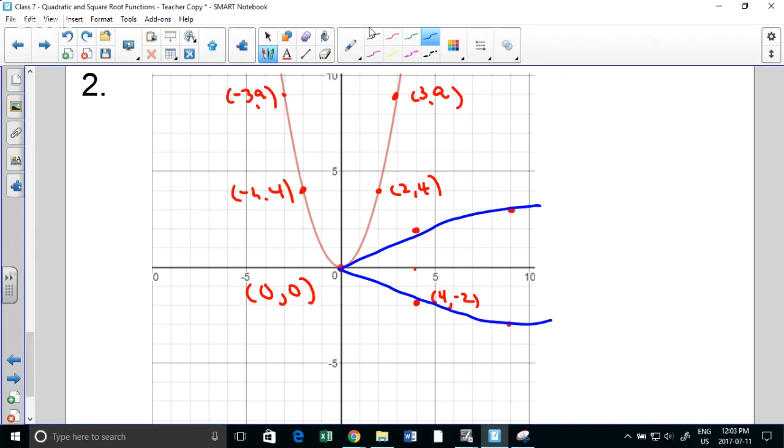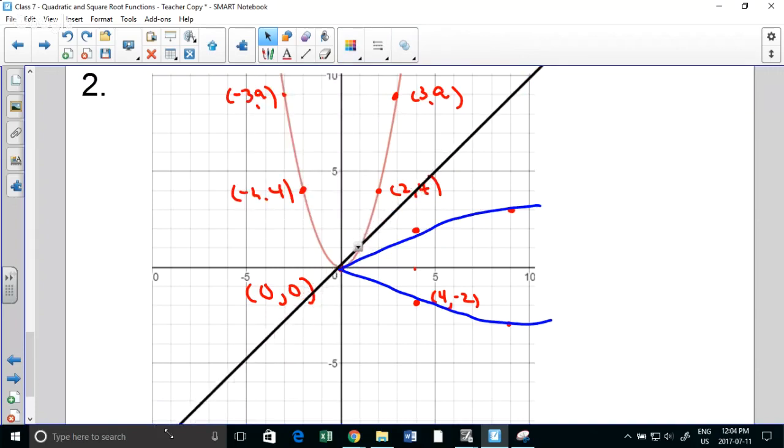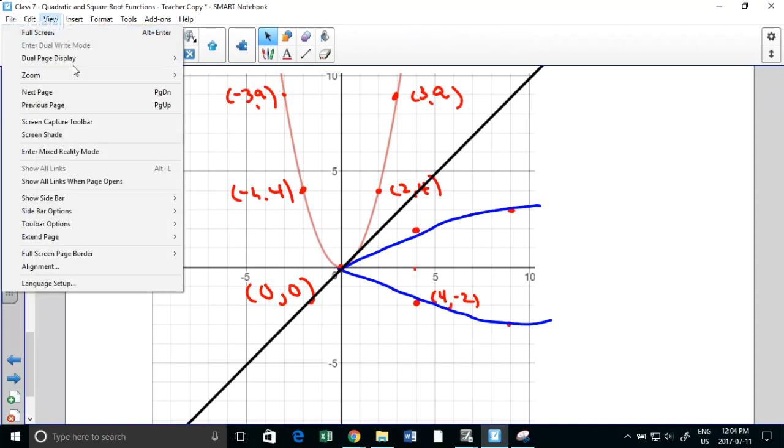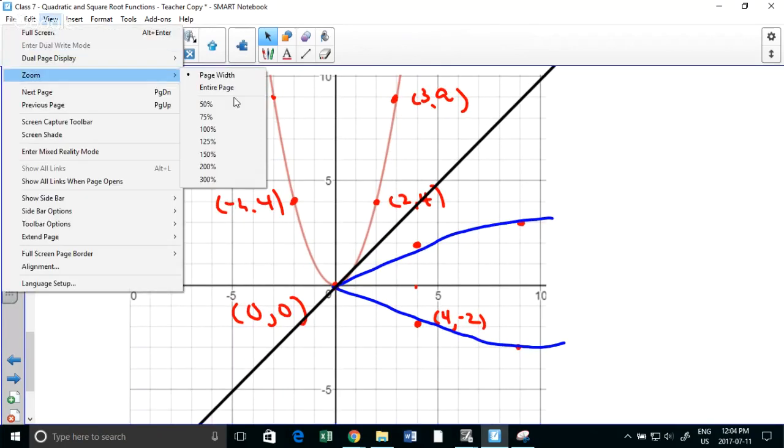And you see that this is really a reflection over this line. Okay, so if you extend this line, you'll see that it's a reflection. So it's mirror images of each other. So like I said, graphically speaking, you're probably not going to have to do that on the exam, but you never know.